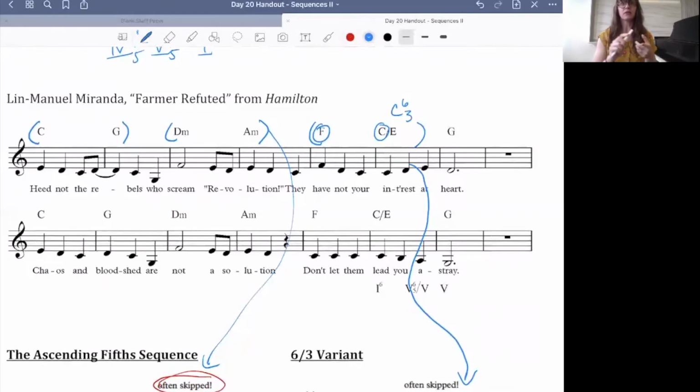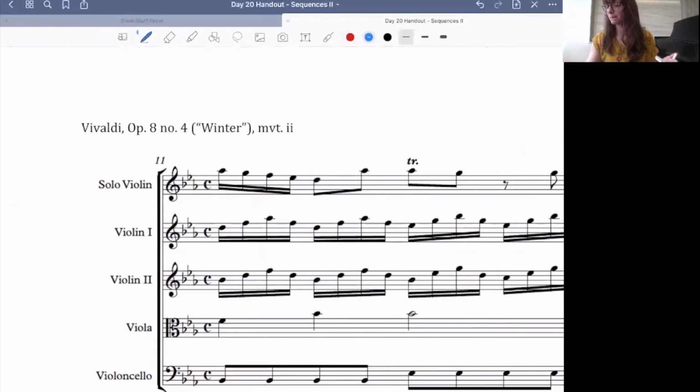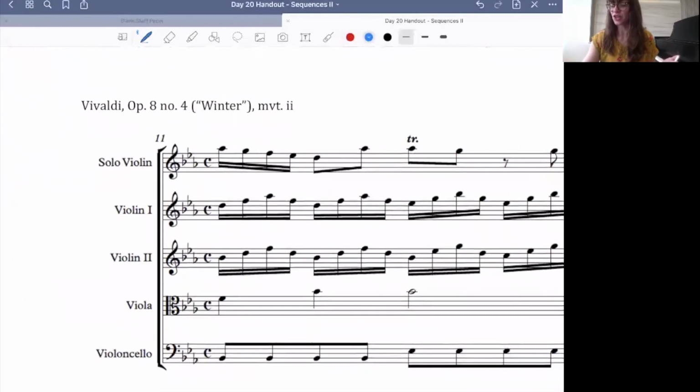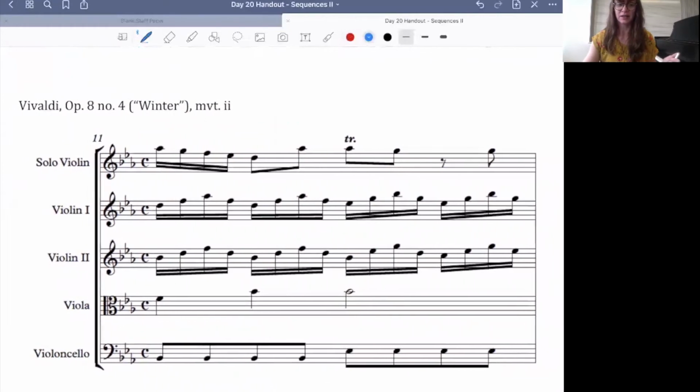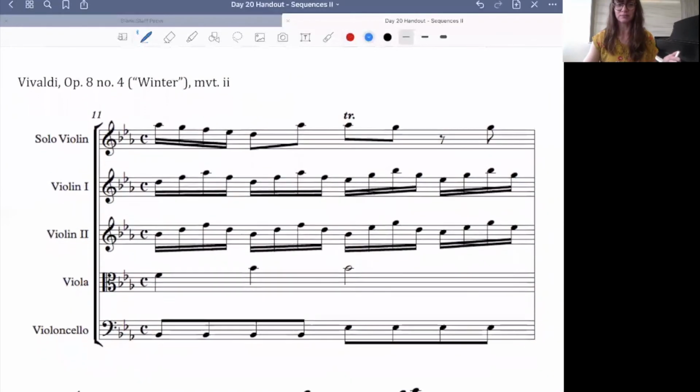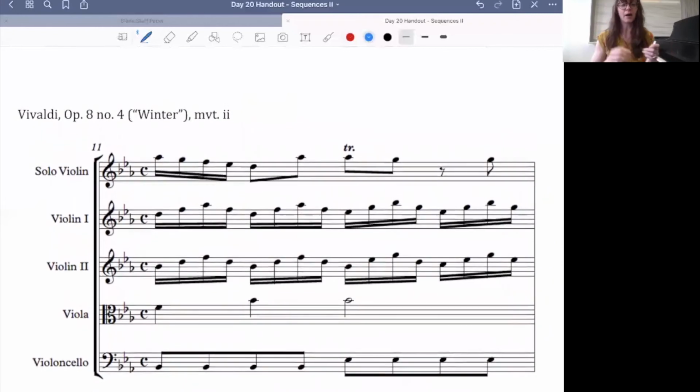So if you think about the lecture we did on Monday and today's lecture, we have only dealt with root motion by fifths. There are lots of other intervals. So let's take a second and introduce a couple of other patterns that deal with root relationships that is not by fifth. So take a look at the second page of your handout. We have a nice excerpt by Vivaldi. This is from Winter.